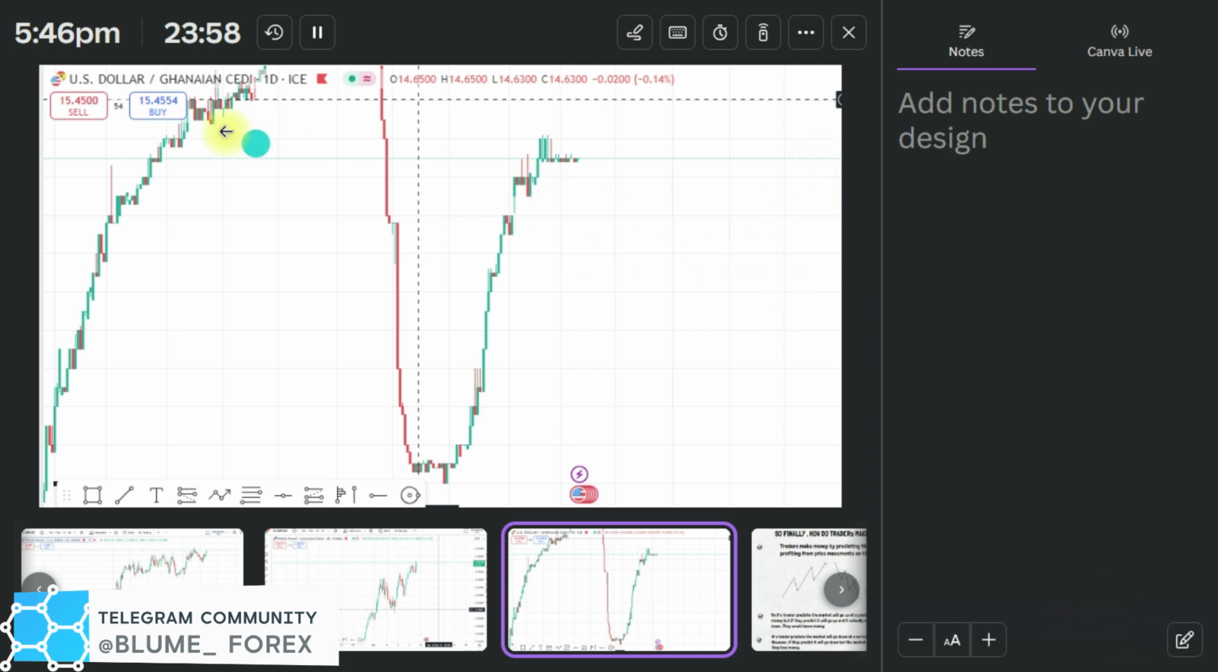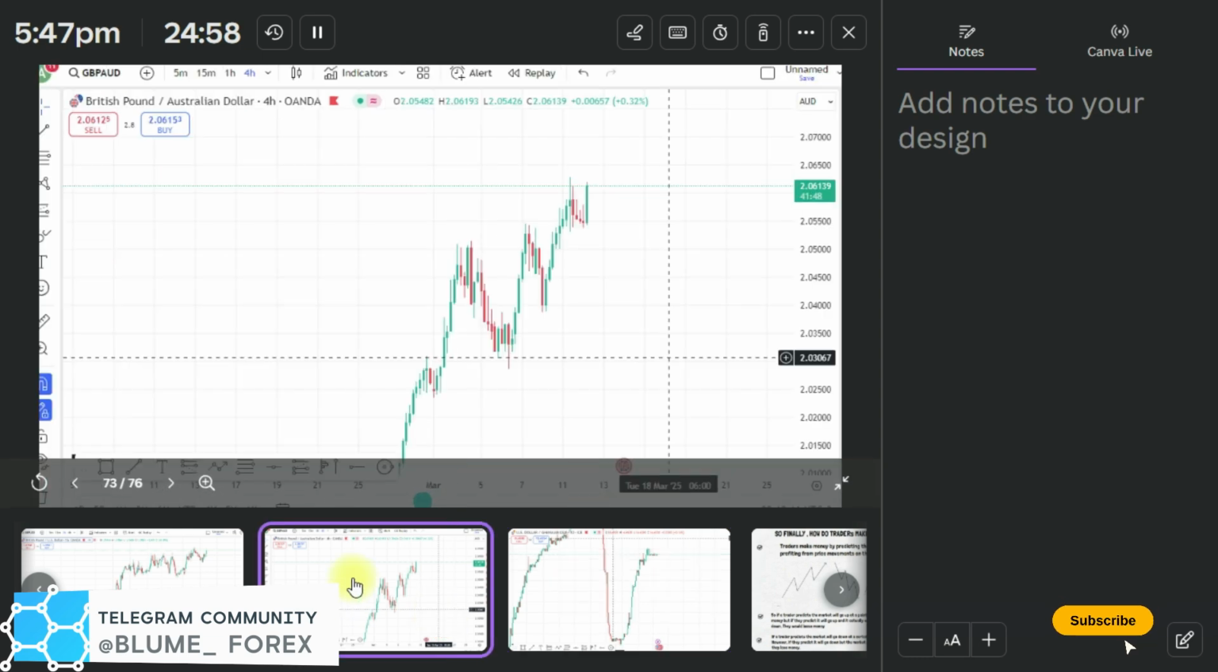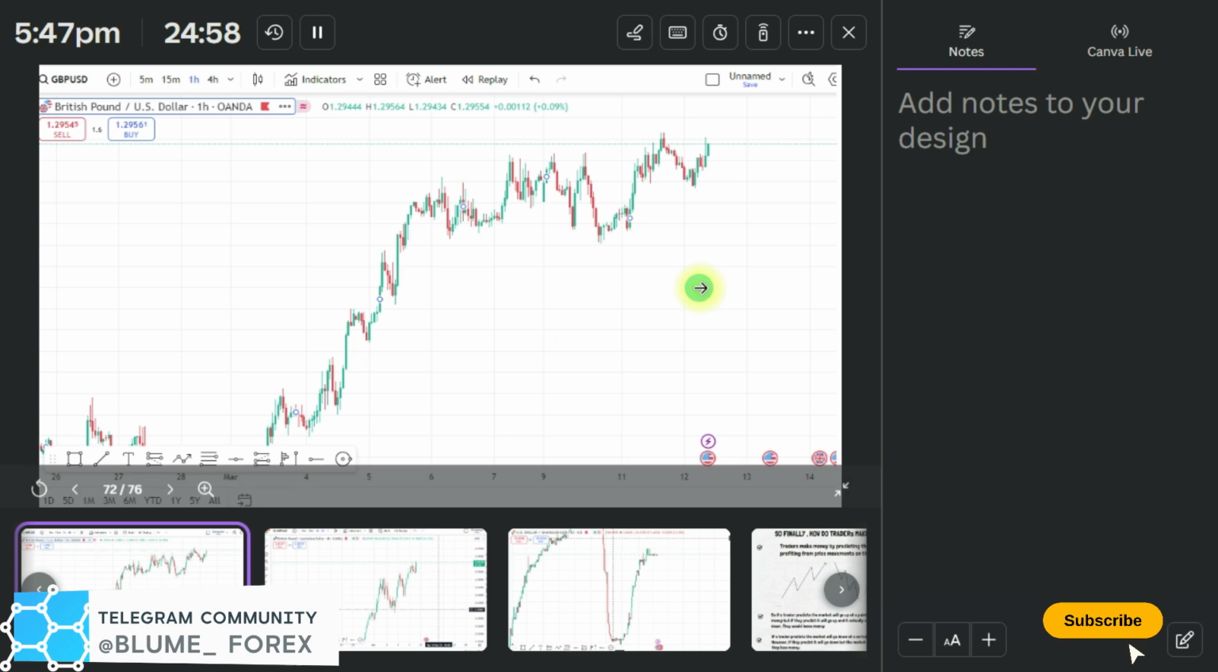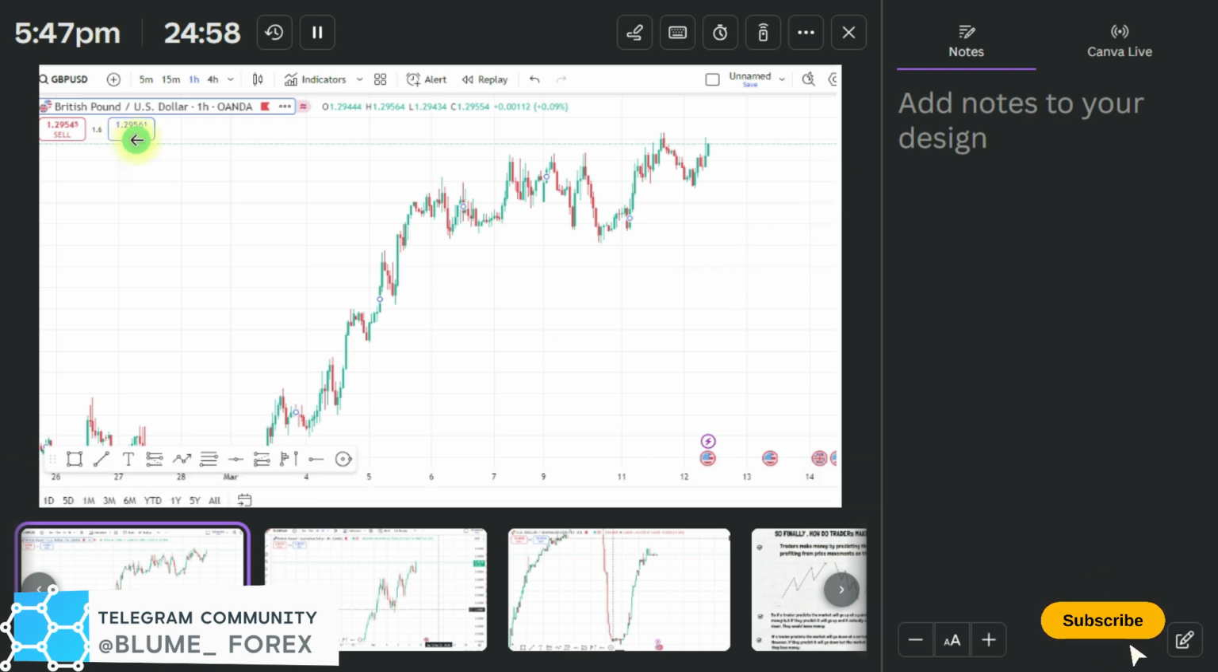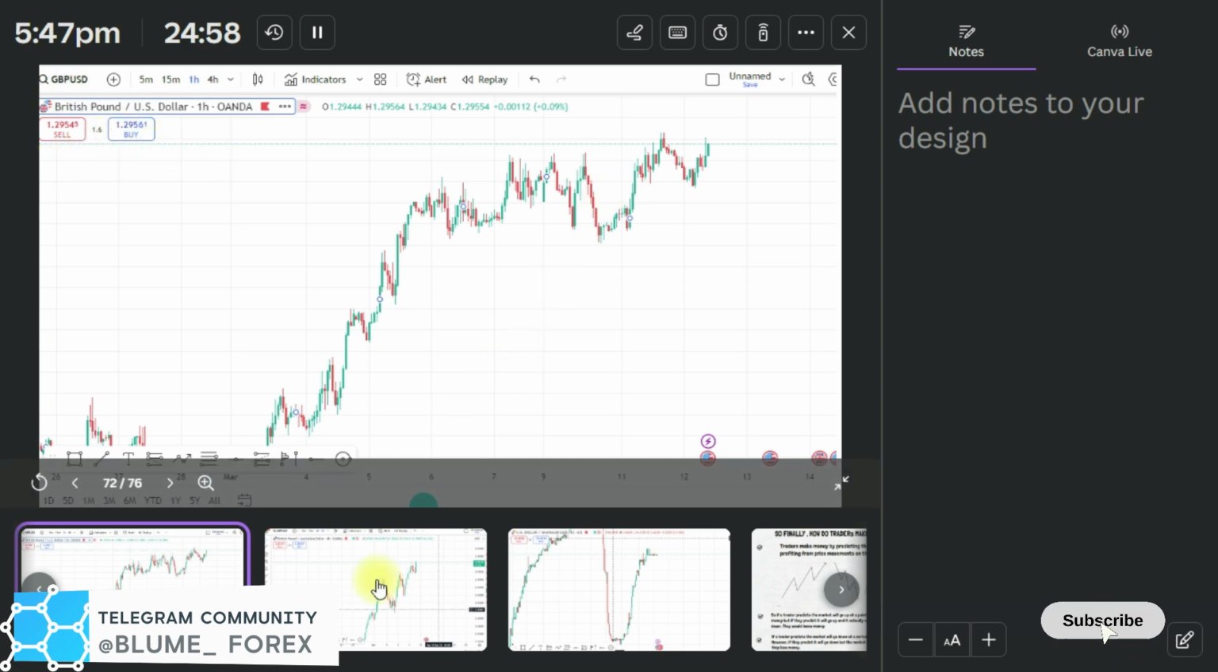In this case, if we are on this cedi chart, we are currently at 15.50. So that's how much you need to buy a dollar. On this chart, this is how much you need to buy 1 pound. And on this chart, you need $1.29 to buy a pound, right? And then the currency pound has pushed up.